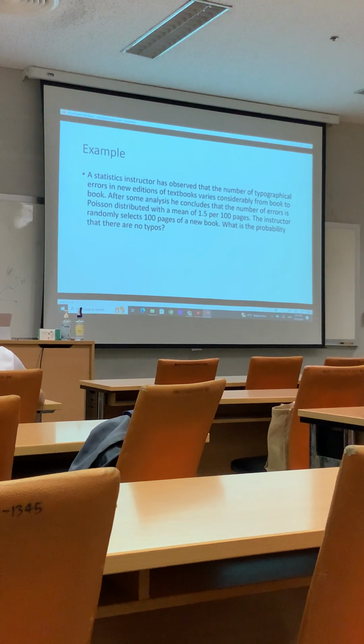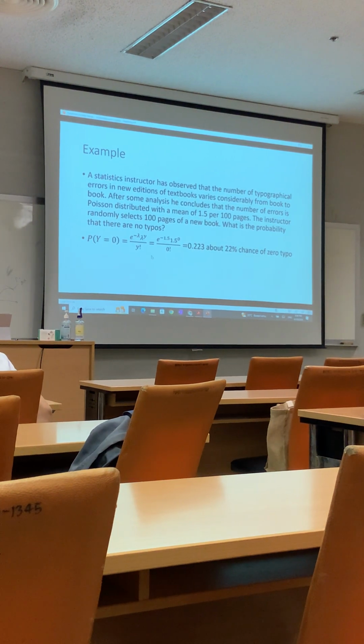Now, the question is, the instructor randomly selected 100 pages of a new book. What is the probability that there are no typos? So it asks, what is the probability of y equal to 0? Okay? So you have to translate the question. So it asks, what is the P of y equal to 0? And we use the formula for the Poisson distribution, and then we replace with what we know.